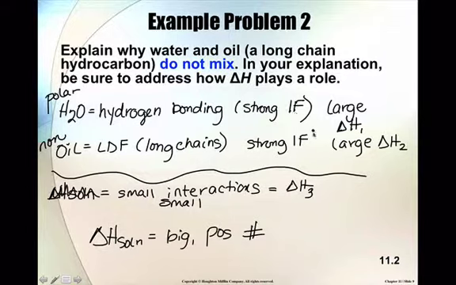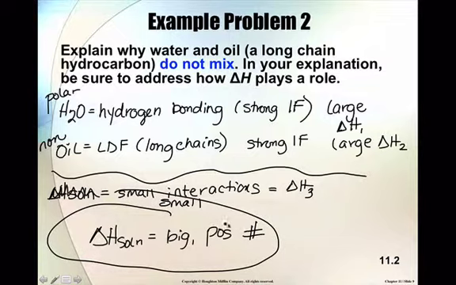Because to separate the solute and the solvent takes a lot of energy, and then the interactions that they would have, if they have any at all, are very small. So delta H3 is very, very tiny, which means overall this is not a favorable mixture. They're not going to mix together because delta H is so big and positive.